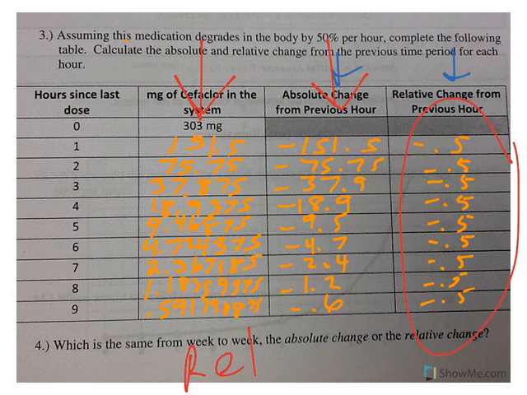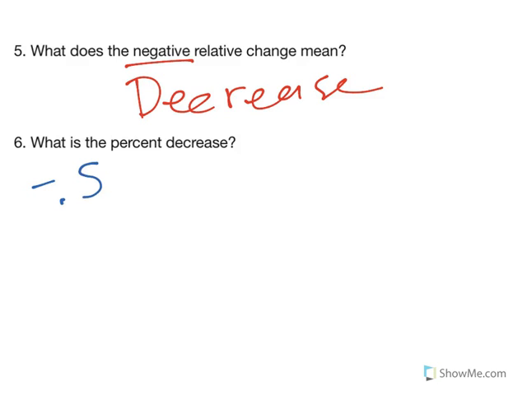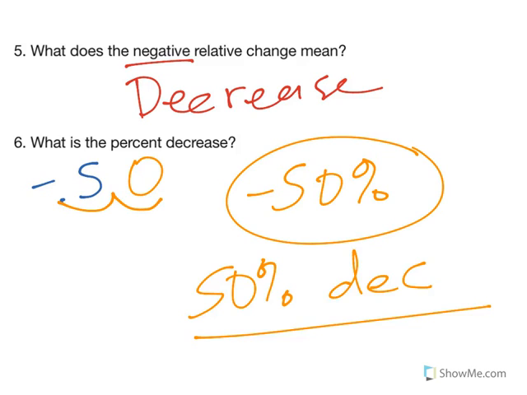Relative change is the same week to week. And what does the negative relative change mean? Well, hopefully by now this has been driven into your brain that if it's negative, it means we have a decrease. And that makes sense. The drug is leaving our system, so the amount that we have left is going down month to month. Now, what is the percent decrease? Well, if our relative change is negative 0.5, let's change that to a percent and go 2 places. And so we are at negative 50%. Our percent decrease, I guess we could say, is a 50% decrease. Because if you have the word decrease, that implies the negative.